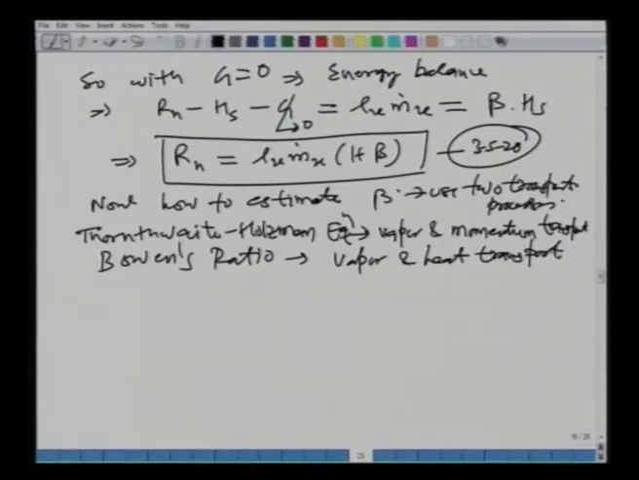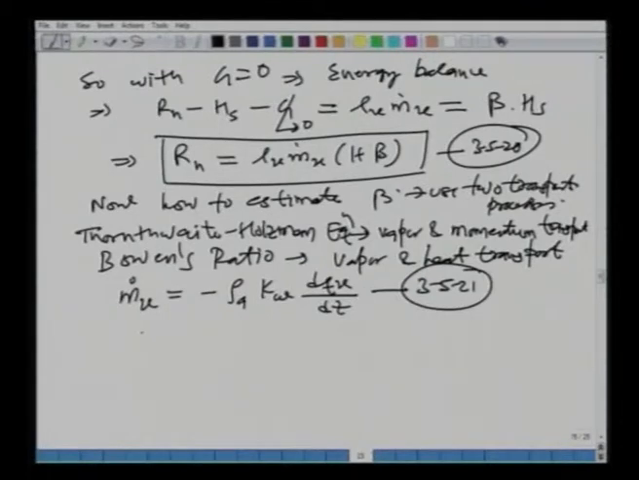Okay. All right. So, we have already seen what is m v dot. We had taken it while deriving the aerodynamic method as this equation, and I am going to number this as 3.5.21, and the H s is minus rho a C p k h d T over d z. All right. This is 3.5.22.